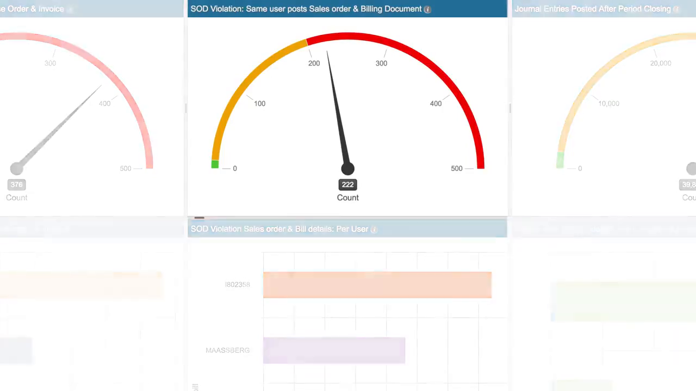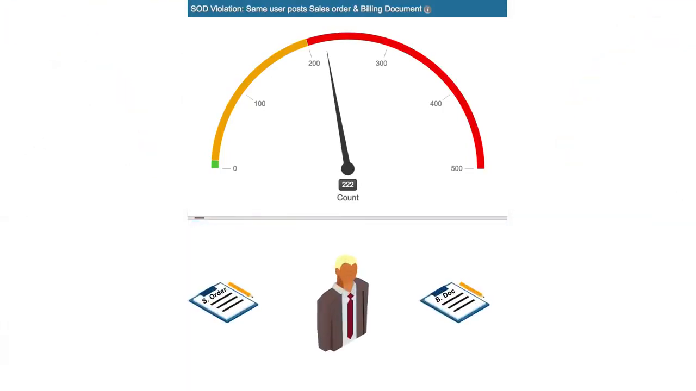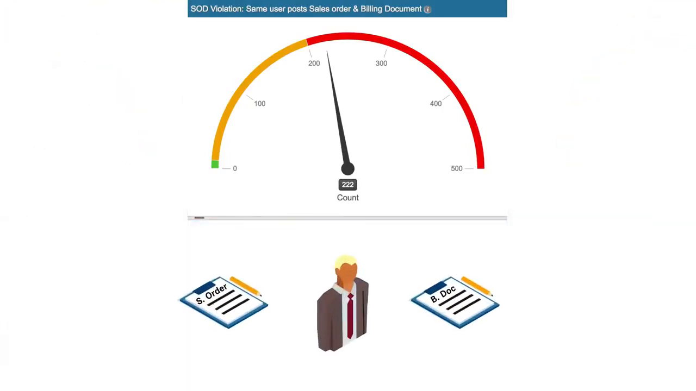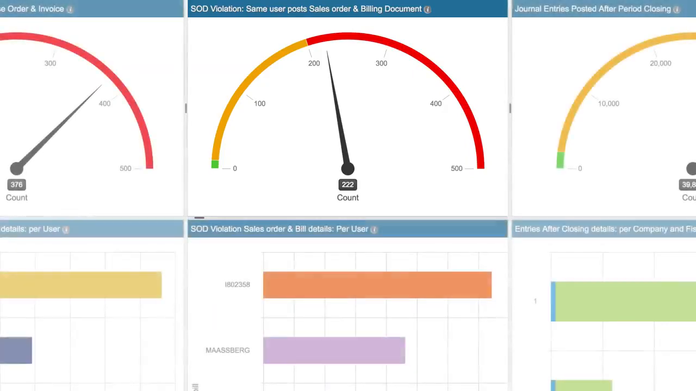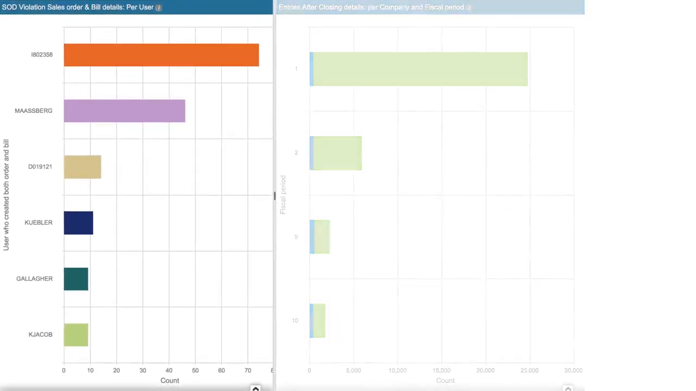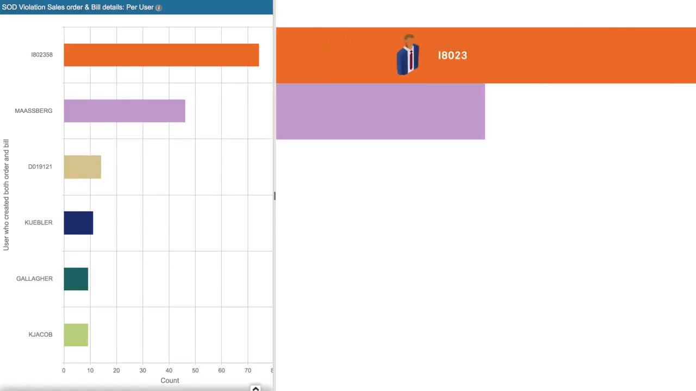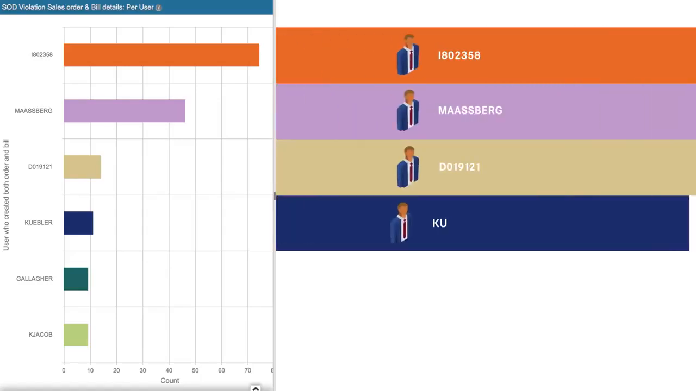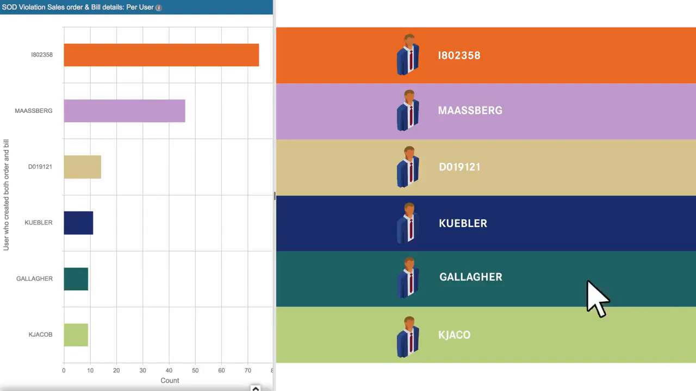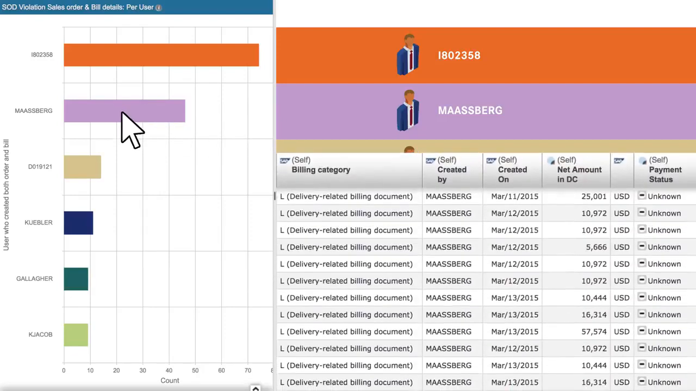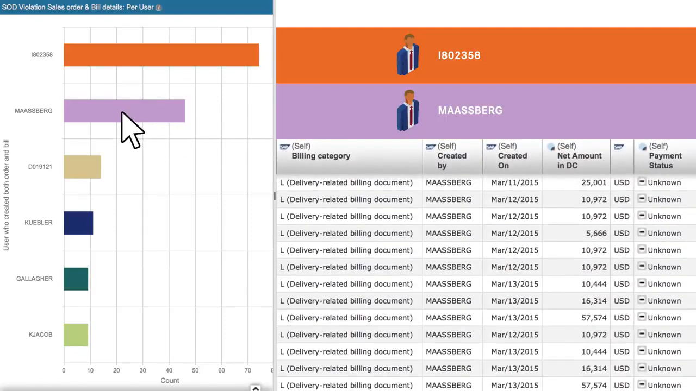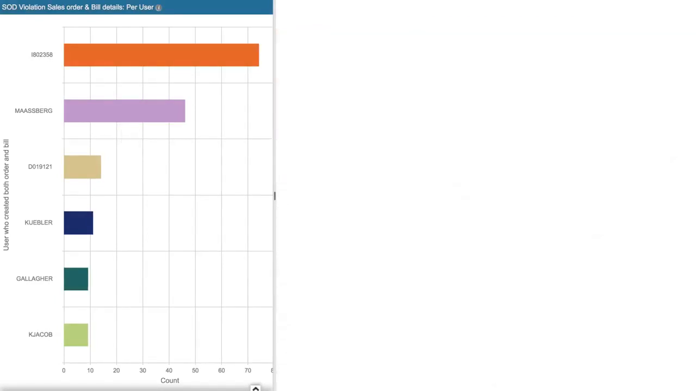This gauge highlights all cases where a single user has created both a sales order and a billing document. As this might be marked as a segregation of duties conflict, an additional review of these sales orders is recommended. To understand where the most violations are coming from, this detailed graph highlights the users that have knowingly or unknowingly bypassed the regulations. When we drill down into user Mossberg, we can see all documents involved and all other info needed to fix these violations.